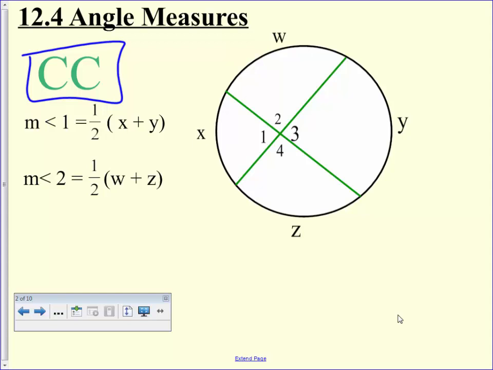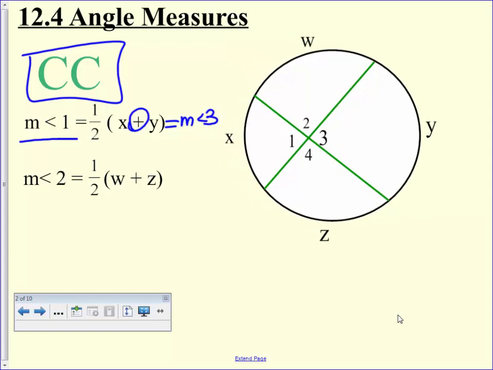So notice the formula for the measure of angle 1, which is also the measure of angle 3. We're adding the two arc measures. What I could do is say the measure of angle 1 is equal to x plus y, and write it as divided by 2 instead of putting the 1/2 out in the front. We're going to do a couple of practice problems with this. You can write it however you want, but you do need to memorize these formulas.